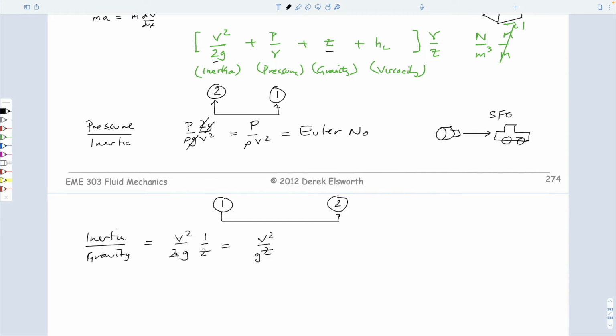Again, we don't care about the factor of 2. And if we wanted to, we could take the square root of this whole thing. We're dividing a length by a length, so by definition the ratio has to be unitless. And so this would be v over the square root of gz.